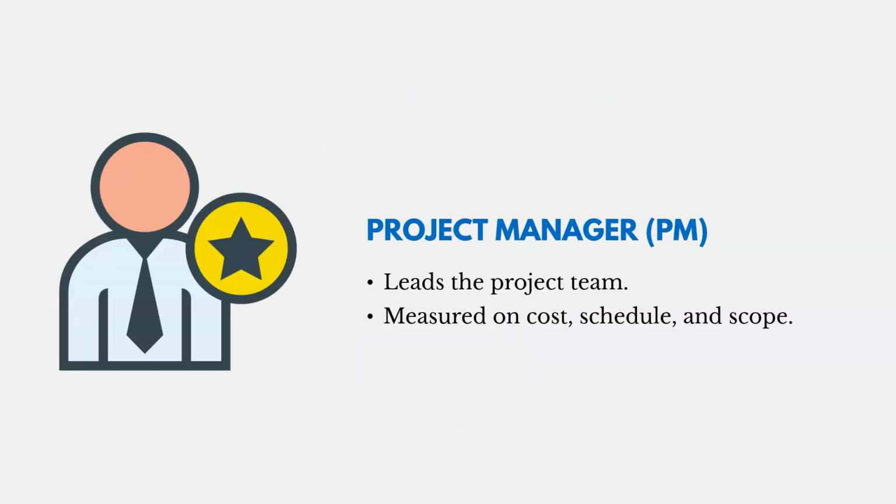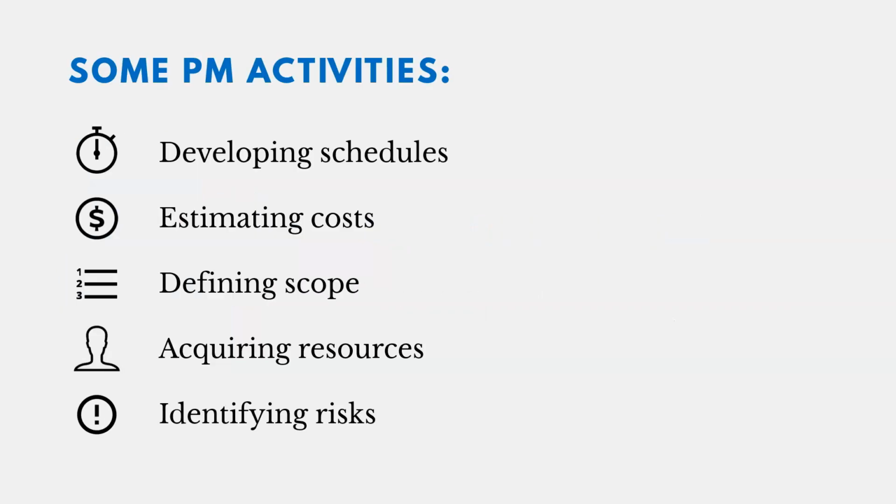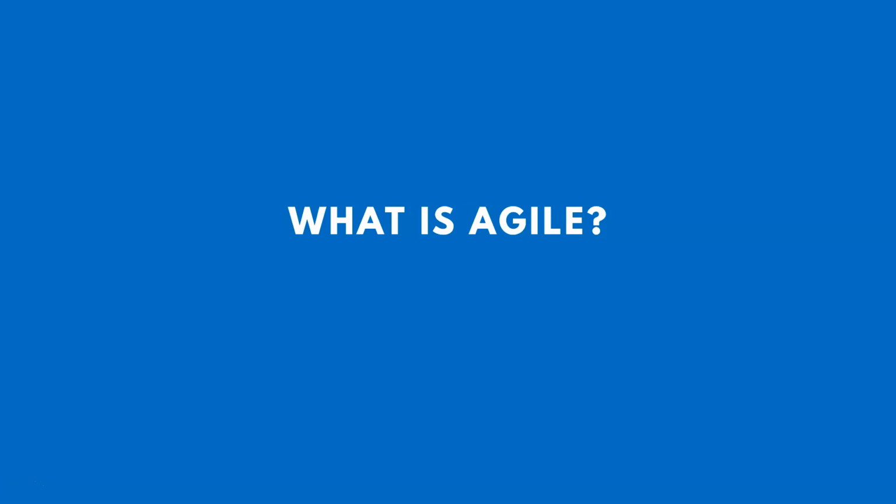Now, a project manager is the person who leads the project team, and they're measured on whether they achieve these targets of cost, schedule, and scope. Some of the activities we might perform in project management might be to develop schedules, estimate costs, define scope, acquire resources, and identify risks. So now let's talk about what agile project management is.